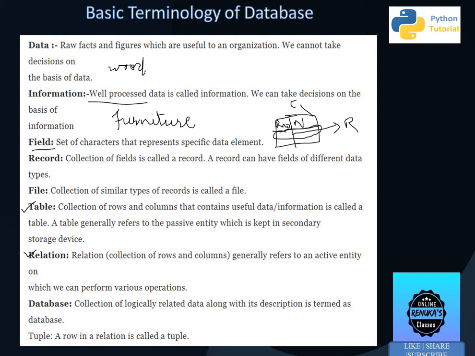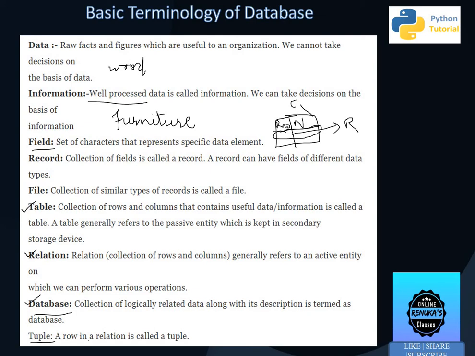Then database. After discussing these terms, we can conclude that a database is a collection of logically related data along with its description. So when the data is logically related in the form of rows and columns, or tables or relations, that data is known as a database. In a database there can be one or two or more tables which can be interrelated or not interrelated to each other.